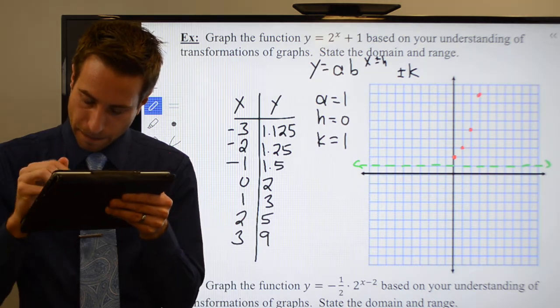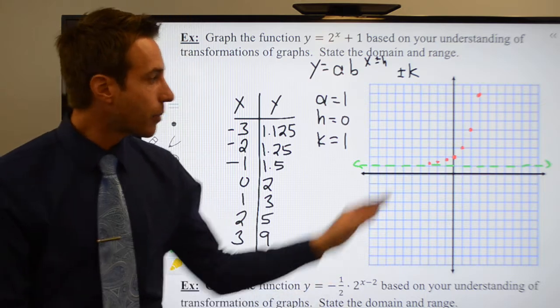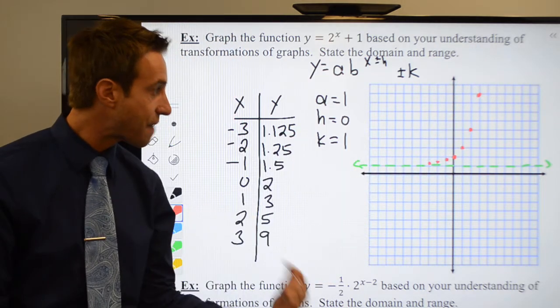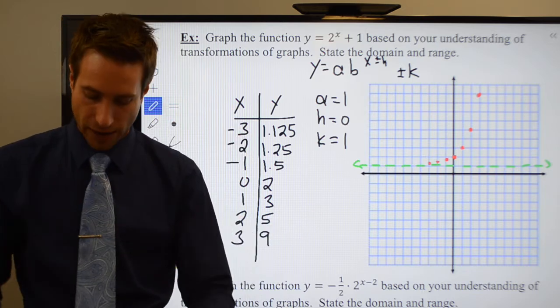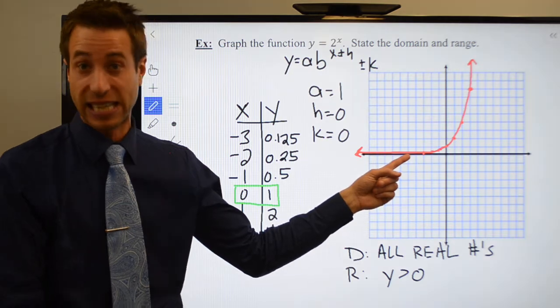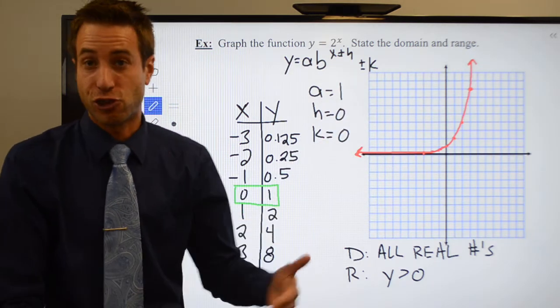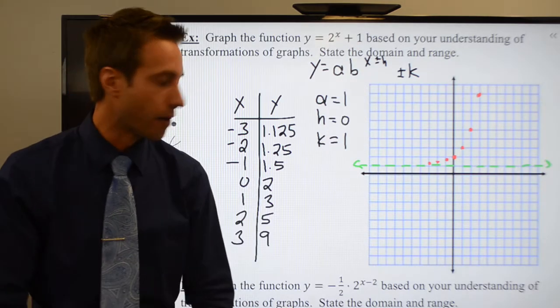Let's see, I got a couple more here, there, there, probably right about there. All right, so there we go. I'm just graphing all the points that I found in my table. And like we said, it looks almost exactly like the last graph, right? It looks almost identical to this one. The only difference is I have a transformation. I've shifted the whole thing up 1 unit because I have a value of 1 for k.